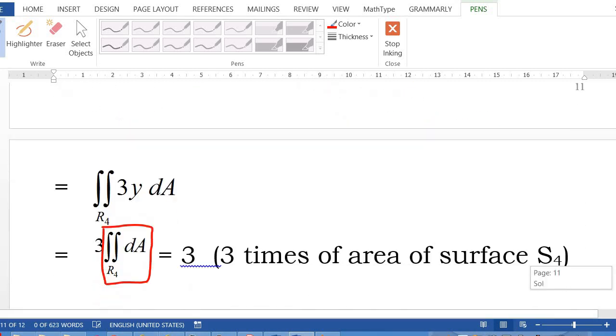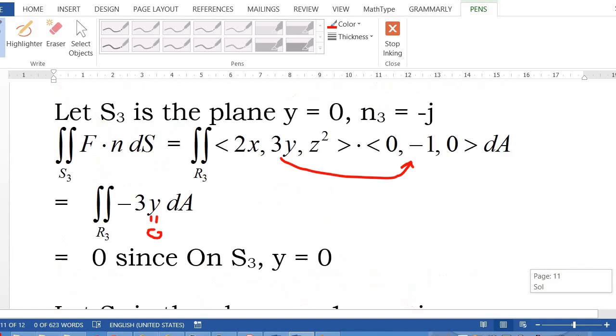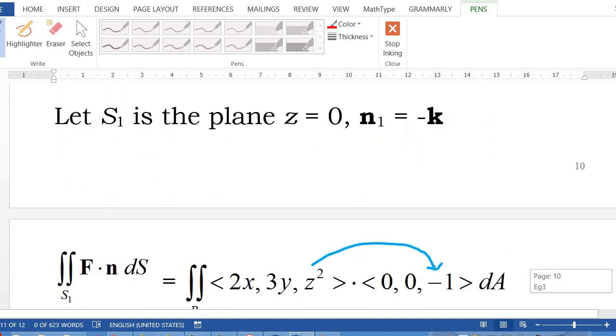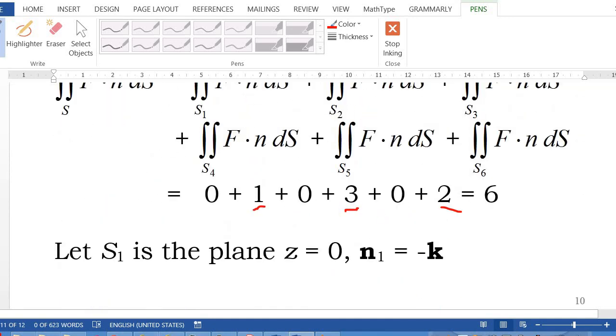Double integral of 3y dA. On surface S4, y is 1. That's why you get 3 times the double integral of dA over region S4, which represents the area of surface S4, because you have a unit cube, so each surface is 1 unit. That's why this double integral represents 1. That's why you get the answer 3.